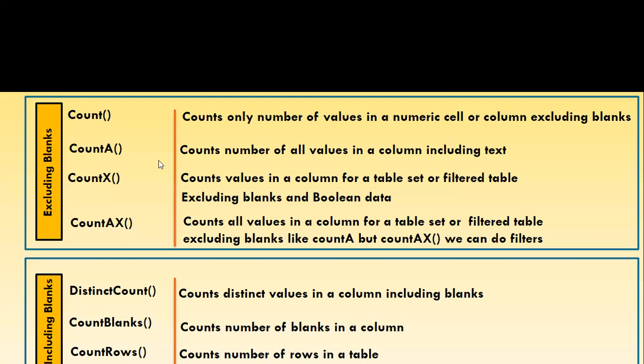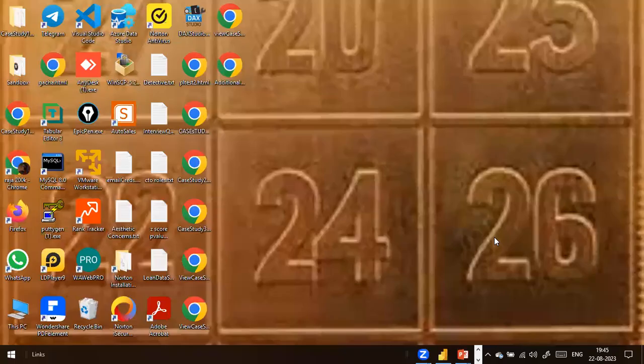And the next one is the countA function. The simple way to remember is the A: you can think of A as kind of meaning all. As the name suggests, this one will work with all the data types, including the Boolean data type. But all these functions will ignore the blank values. In case you have any blank values in your Boolean column, it will ignore those as well. And the next one is the countX function. Both the count and countX functions are more or less the same.